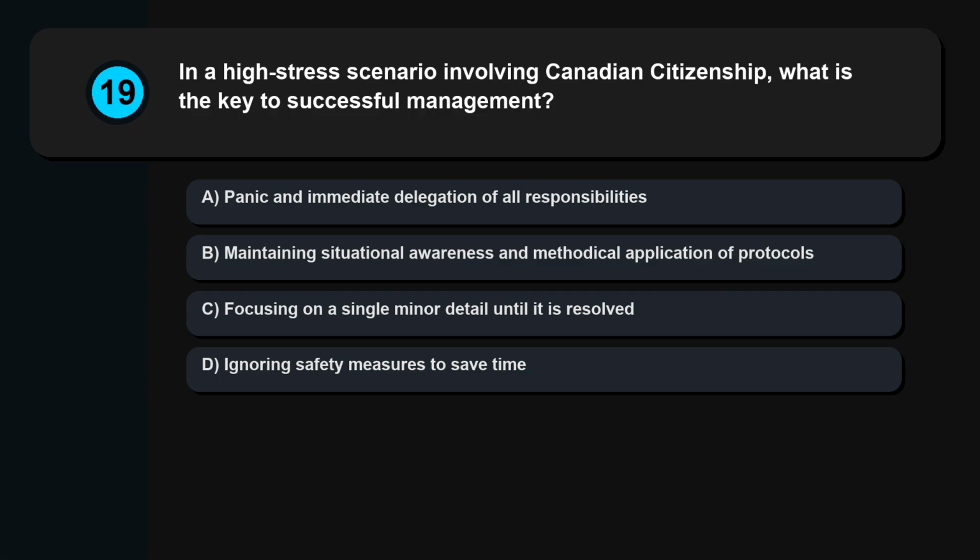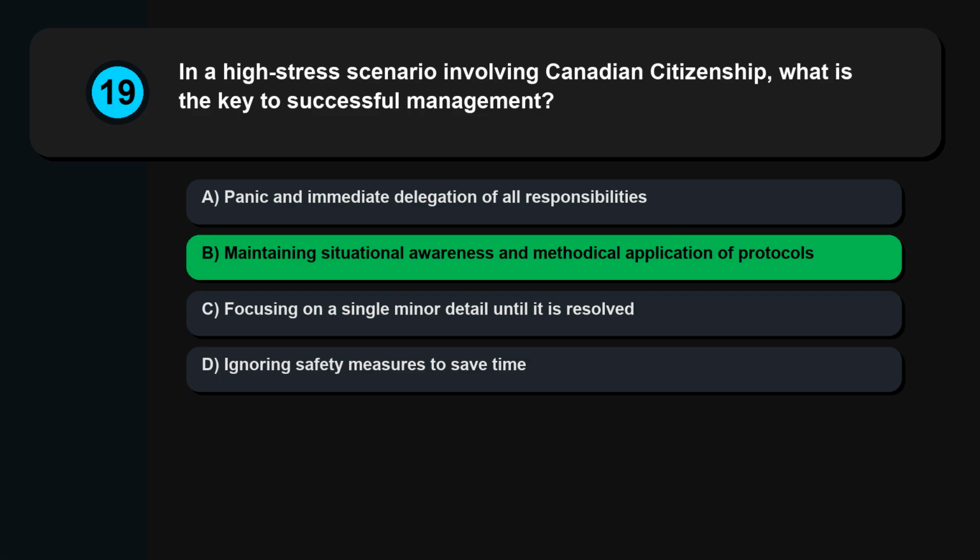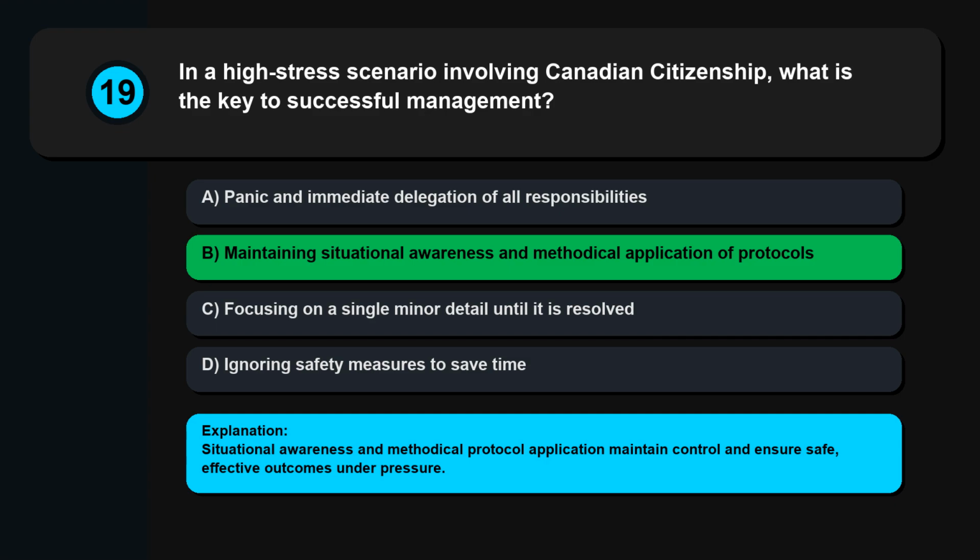Question 19. In a high-stress scenario involving Canadian citizenship, what is the key to successful management? Panic and immediate delegation of all responsibilities, maintaining situational awareness and methodical application of protocols, focusing on a single minor detail until it is resolved, ignoring safety measures to save time. Situational awareness and methodical protocol application maintain control and ensure safe, effective outcomes under pressure.